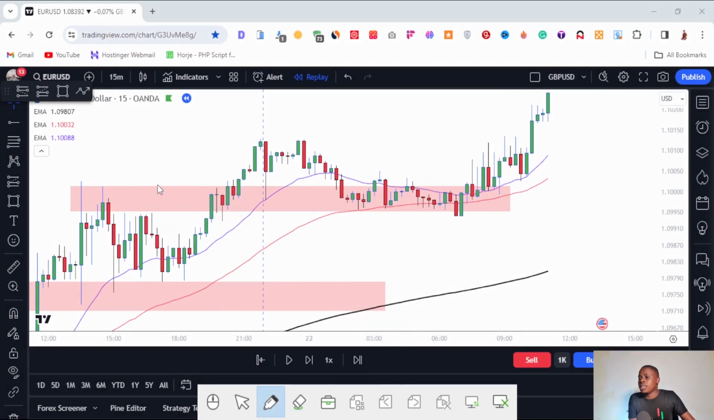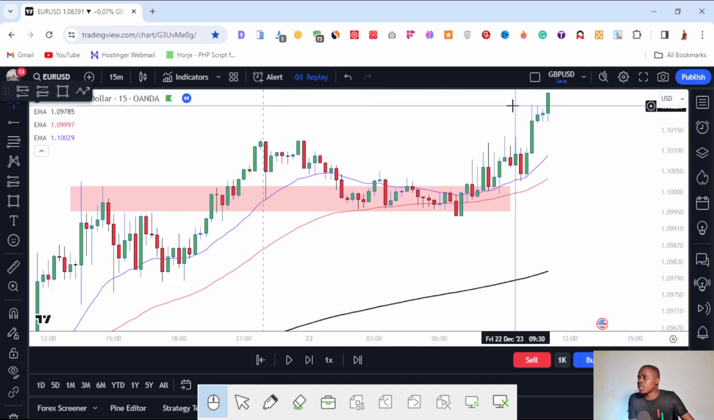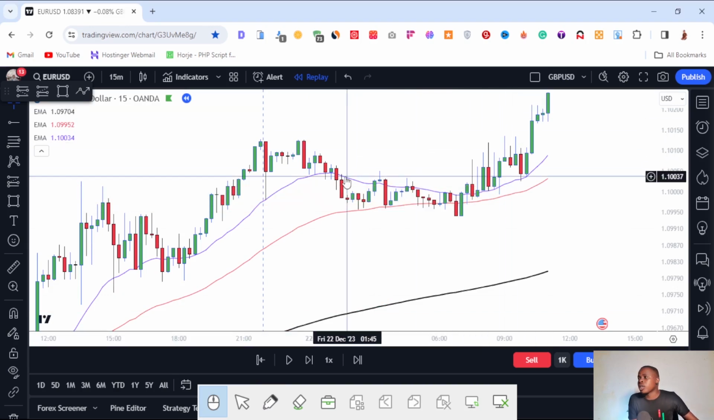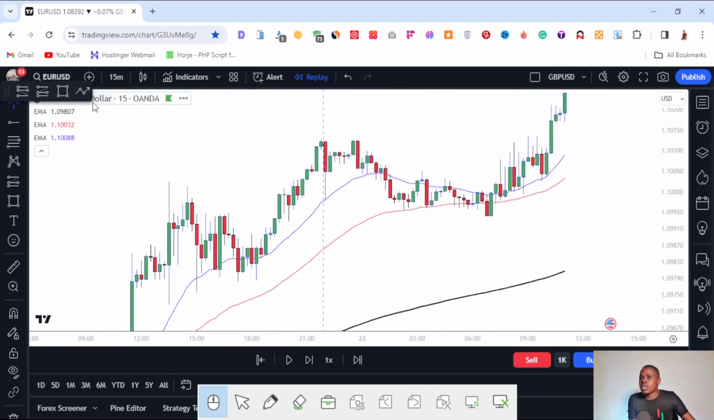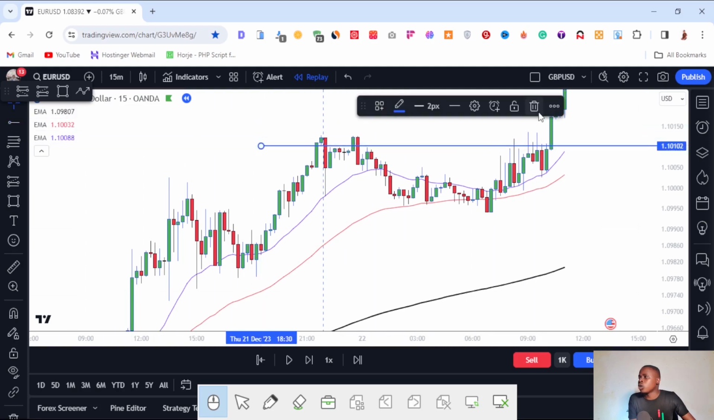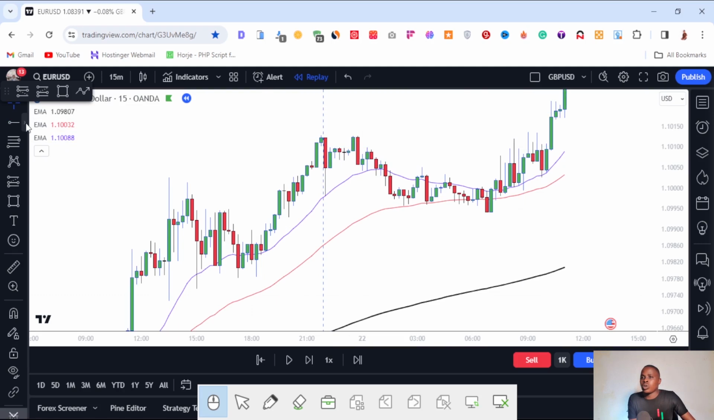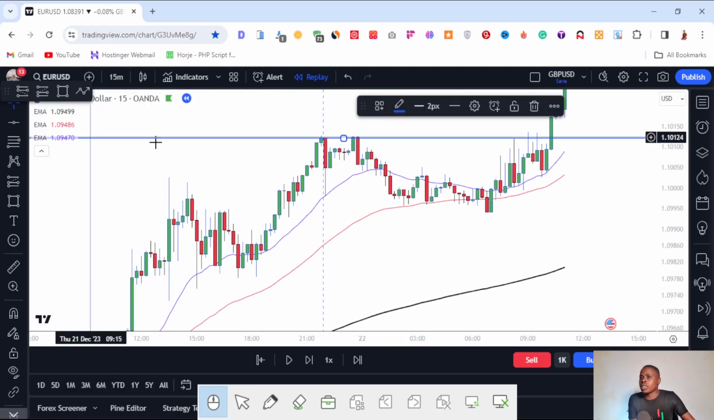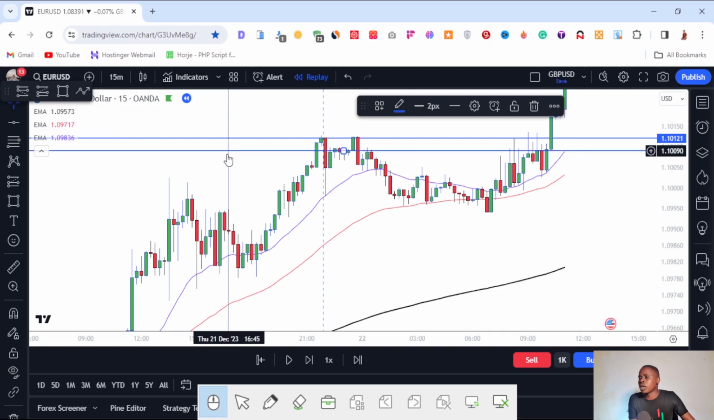Let's delete this, just to make my point clear. Let's just mark out these levels in the market and see what is going to happen. So I'm just going to take my horizontal tool here and draw a horizontal line. So this is a zone, right?